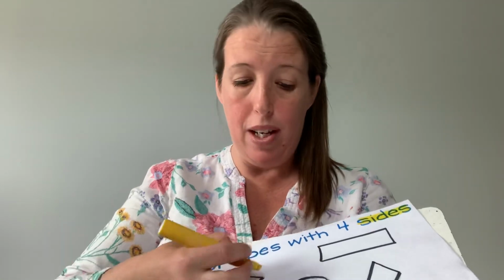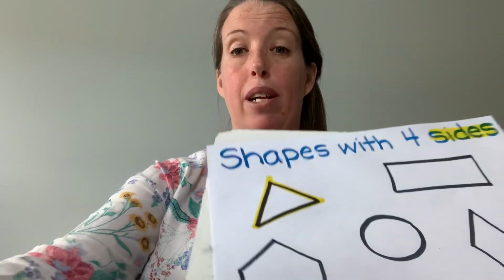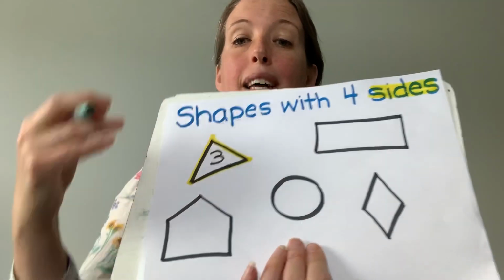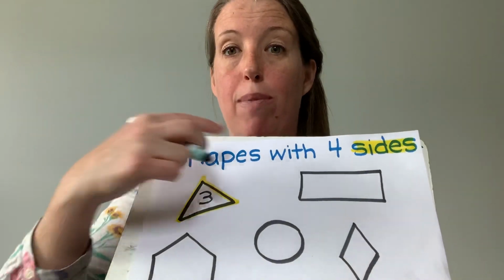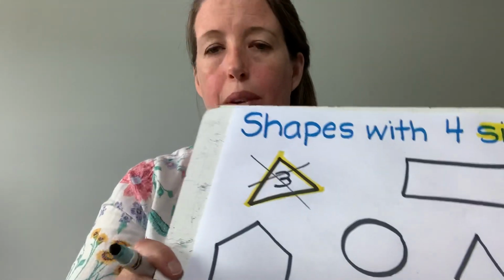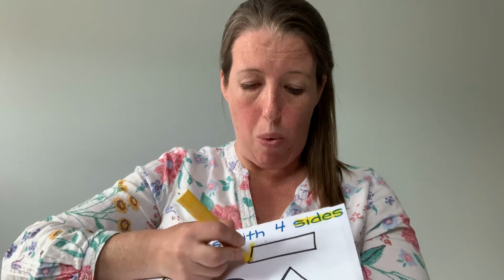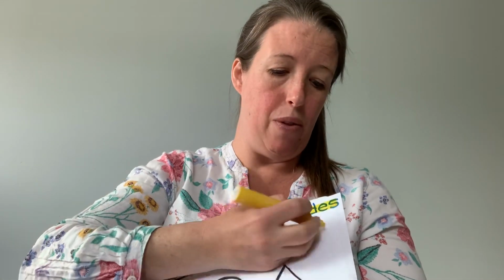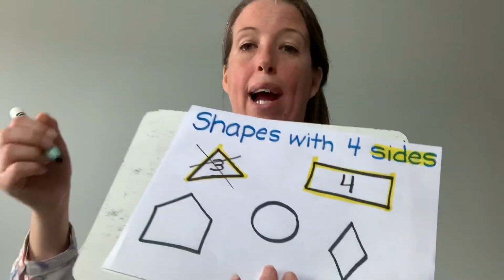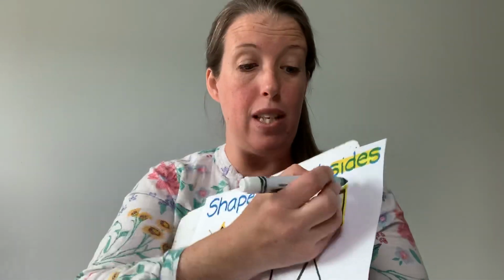So count with me. 1, 2, 3. So in the middle, I'm going to put a 3. This shape has 3 sides. Does it fit with my heading, shapes with 4 sides? Nope. So I'm going to cross it out. Doesn't fit with my title. Back to my yellow marker. 1, 2, 3, 4. Gonna put that in the middle and go back to my heading. Shapes with 4 sides. 4. You know what? This one can stay.